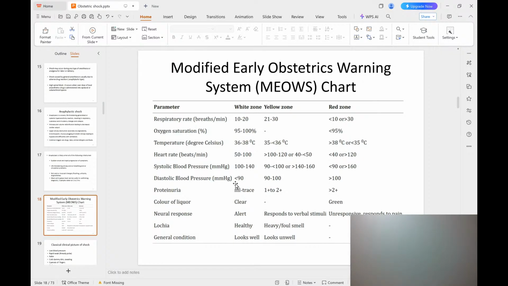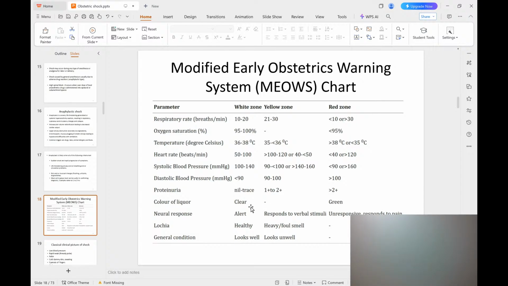For systemic blood pressure, 100 to 140 is normal, 90 to 100 and 140 to 160 falls in the yellow zone, that is, we need to be alert, and less than 90 or more than 160 falls in the red zone. Similarly, diastolic blood pressure less than 90 is normal, 90 to 100 is the yellow zone, and more than 100 is the red zone. Proteinuria: nil, trace, 1 or 2 plus is fine, and more than 2 plus is significant.